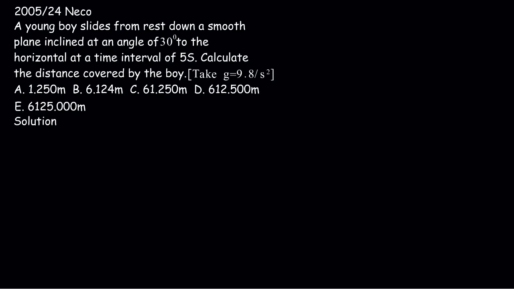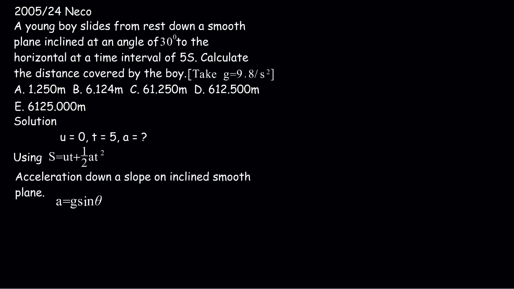Our next question is from NECO 2005, and it states that a young boy slides down from rest down a smooth plane inclined at an angle of 30 degrees to the horizontal for a time interval of 5 seconds. Calculate the distance covered by the boy. Take g to be equal to 9.8 meter per second square. Now, applying our various laws of motion, we are given u, which is equal to 0, t, which is equal to 5, and a, and the formula that we can use with these given criteria will be the one that states that s is equal to ut plus half at square.